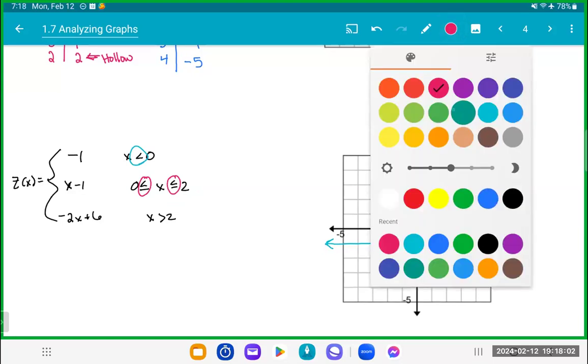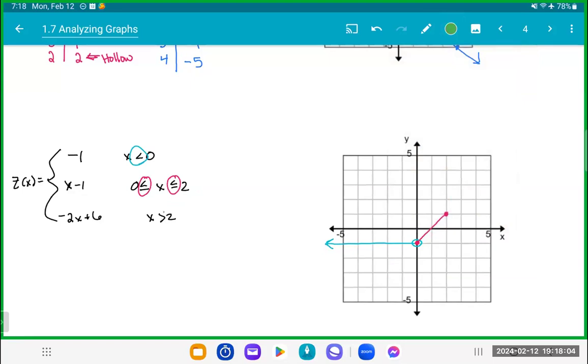And then for the last one, there's no equality, so that's x greater than 2. So whatever value this ends up being, it's going to be hollow, right? And so if I plug 2 into here, I get -2 times 2 plus 6. That's -4 plus 6. So that is equal to +2. So it will be 2, 2, but I'll get a hollow. So here's 2, 1, 2. I've got a hollow dot up here, right?